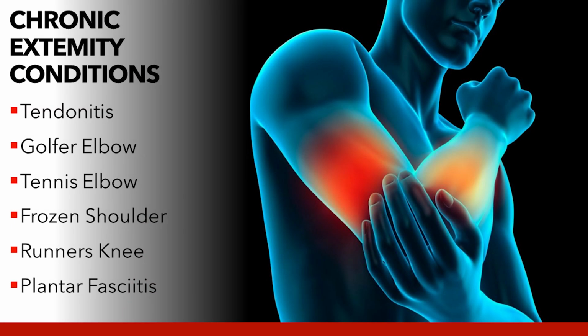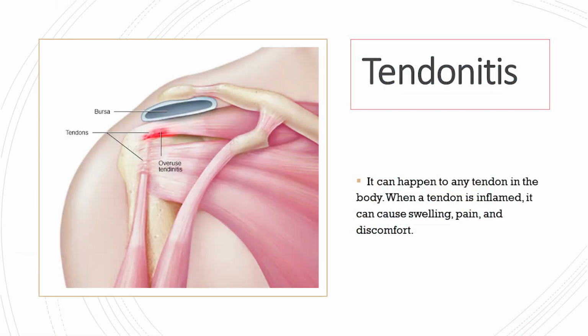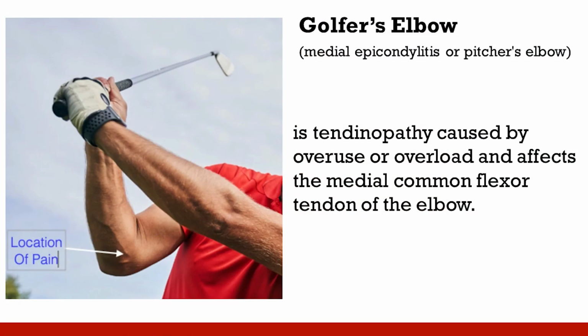The more chronic extremity conditions, we're going to run through some of them. The main general one is tendinitis, which can happen at any tendon. The tendon is the end part of the muscle that actually attaches to the bone. When it becomes inflamed due to overuse, it can happen anywhere. We're going to talk about some specific types going forward, but they can be very uncomfortable and typically require some rest. And then of course you want to get in here as soon as you can to get treatment for that.